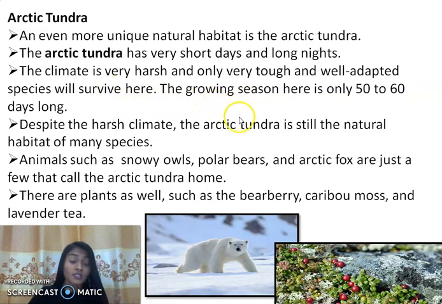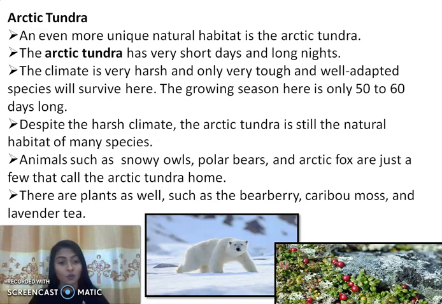The growing season here is only 50 to 60 days long. In the whole year, there are only 50 to 60 days. This is the growing season where you can see the plants and other species. Despite the harsh climate, Arctic tundra is still the natural habitat of many species, like snowy owls, polar bears, and the Arctic fox. Arctic means they live in the ice. So that is the place for their natural habitat.